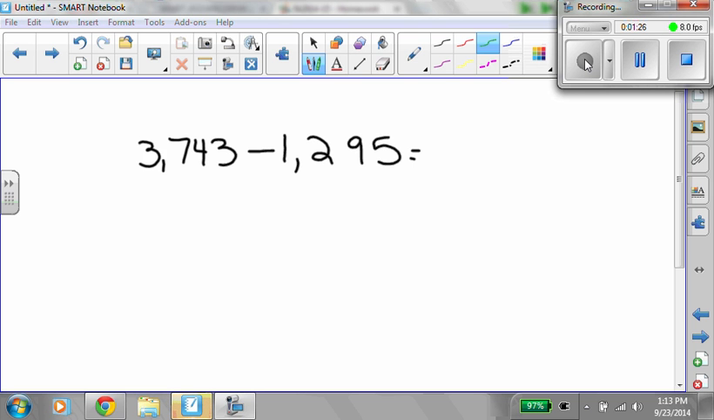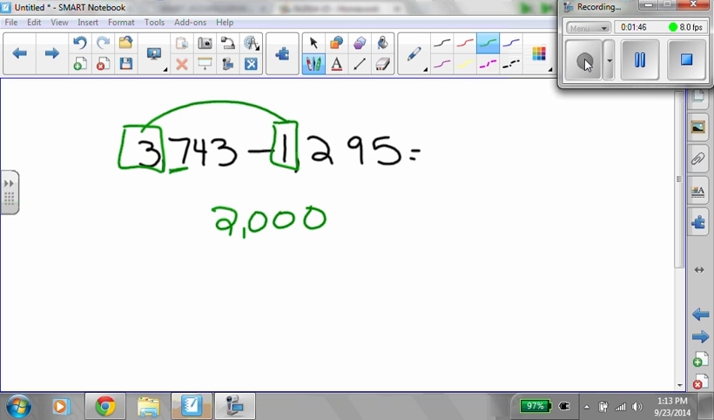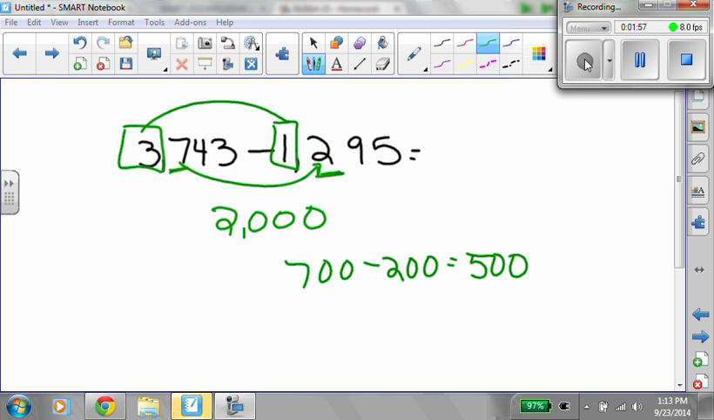Number 2 on your homework paper is not the tricky version of the subtraction front-end estimation with adjustment. This one is the first version that we learned. And the first thing we're going to do is look at the front-end aspect. 3,000 minus 1,000 is 2,000. Then we're going to look at the second number, which would be 700 minus 200. 700 minus 200 equals 500. Is it closer to 0 or is it closer to 1,000? And it's closer to 1,000. I'm going to put 1,000 there.